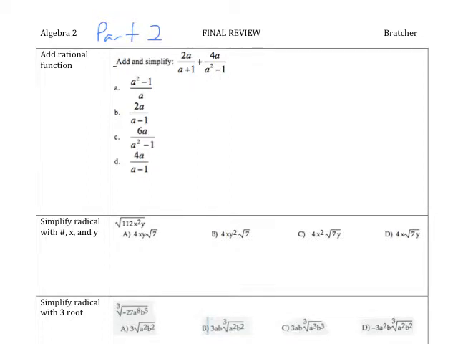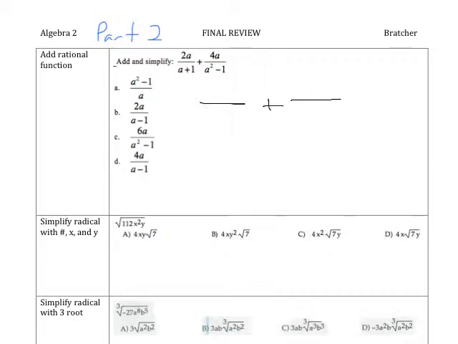Alright, so now we are working with rational functions, and we are supposed to add and do any simplifying that we can do. So I'm looking at these, and unfortunately we have different denominators, so we need to make those into common denominators. So I'm just going to get some fraction bars ready here.